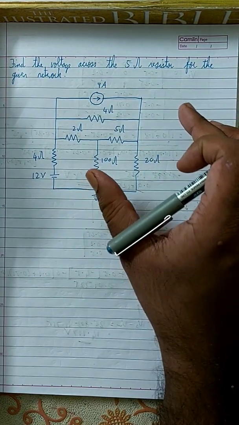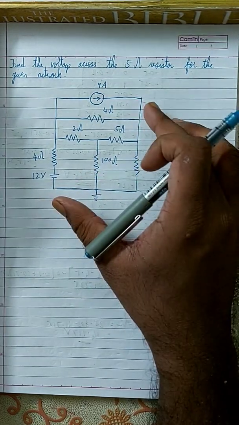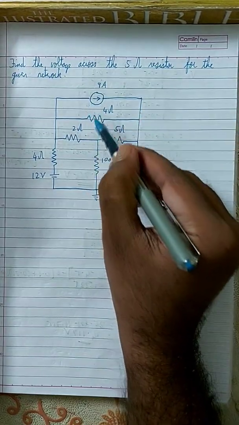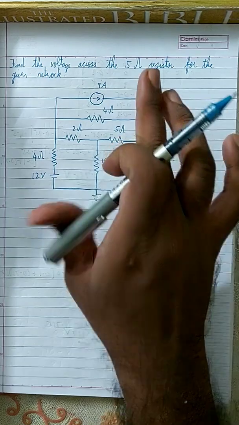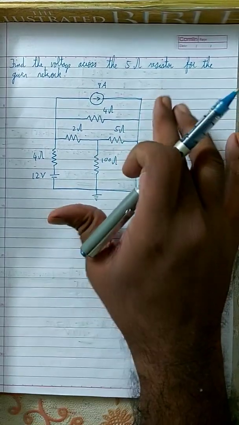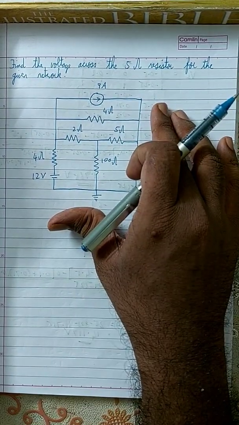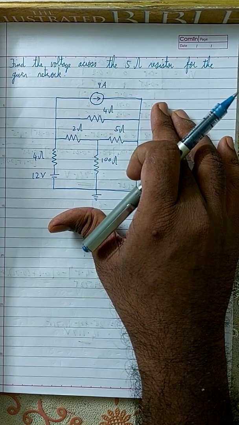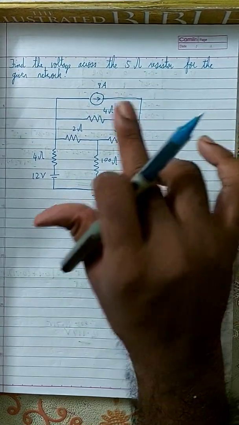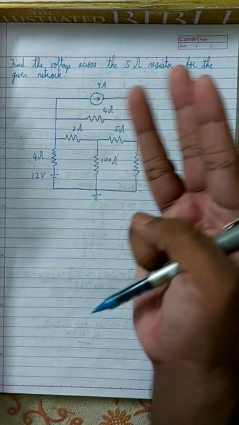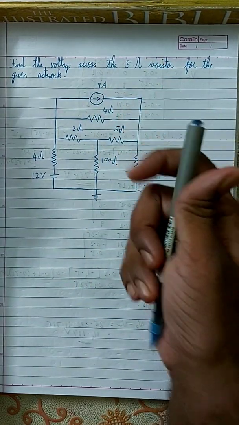If you look at the meshes in the circuit, how many are there? 1, 2, 3, 4, which means there are 4 meshes. 4 meshes means there will be 4 mesh current equations, I1, I2, I3 and I4. But if you apply node analysis, you can see that this circuit has only 3 nodes. And what are those 3 nodes?